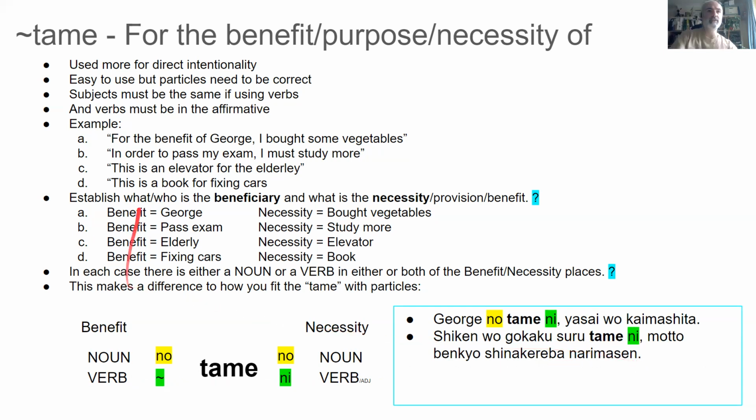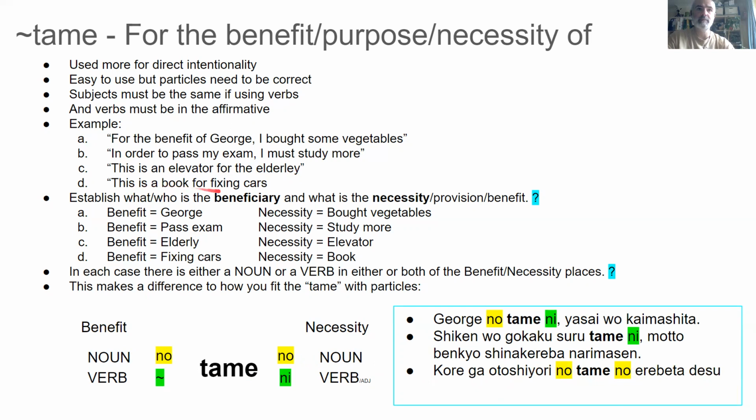This is an elevator for the elderly. So this is marked at the beginning of the sentence, kore ga. It's an elevator, so it's a noun. Sorry, the elderly are the beneficiaries. So this should be toshiyori. They are a noun, so that's no. And then the elevator is also a noun, so this should be no here. So kore ga toshiyori no tame no elevator desu. This is an elevator for the elderly.